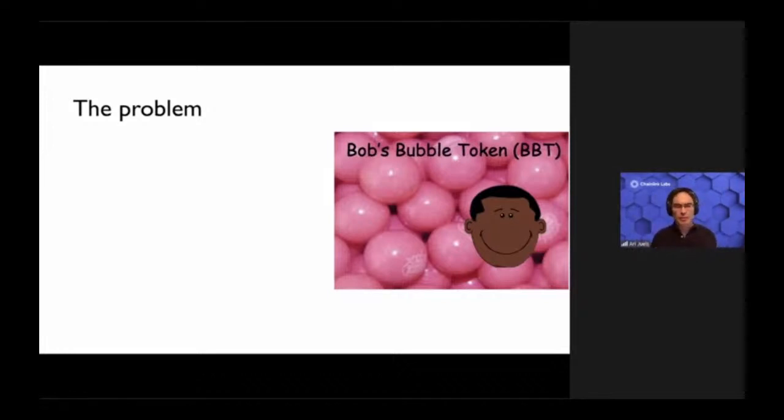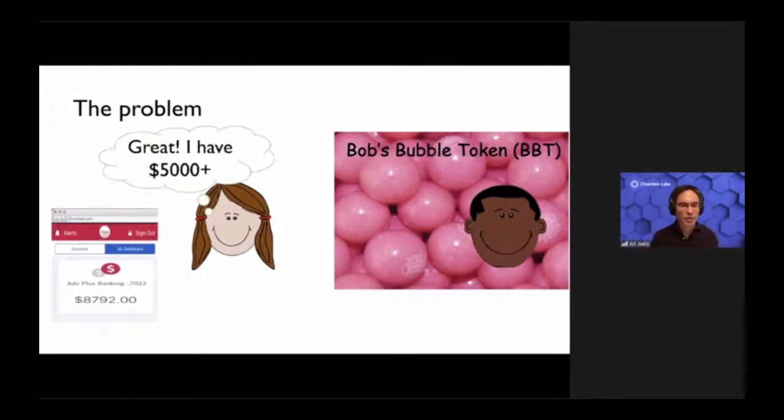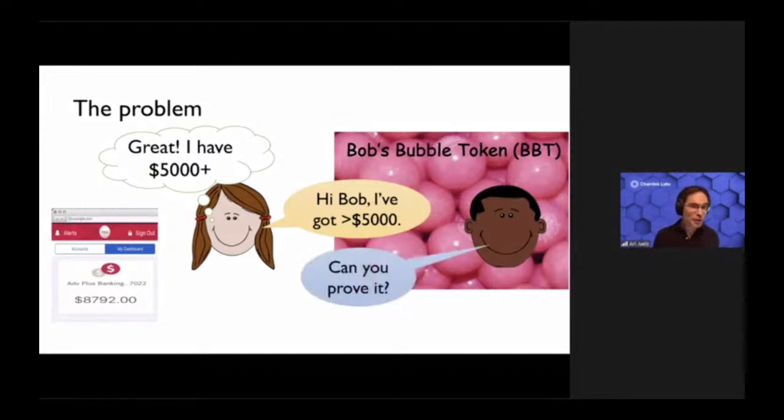Now, Alice would very much like to participate in this most promising of token sales. So she logs into her bank account online and checks her balance. And she discovers, lo and behold, that she has more than $5,000. So she goes to Bob and says, "Hi, Bob, I've got more than $5,000 in my bank account." Naturally, Bob's response is the question, can you prove it?